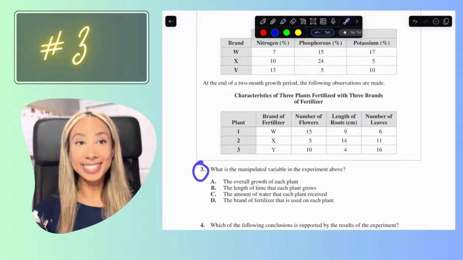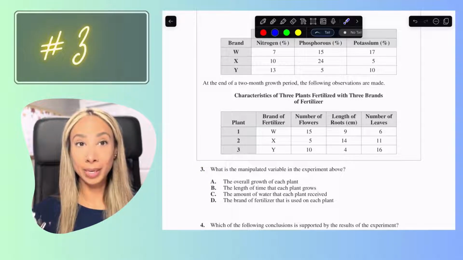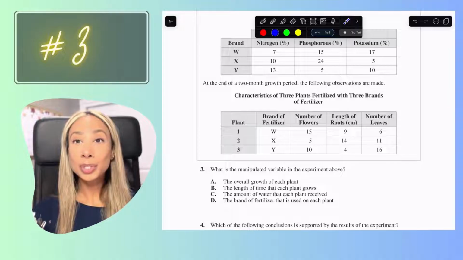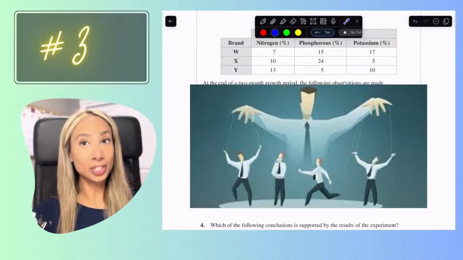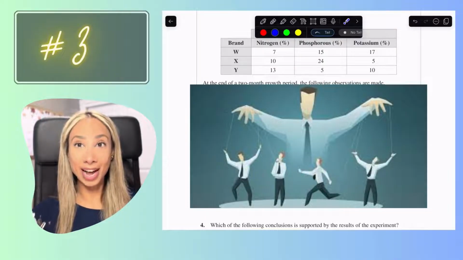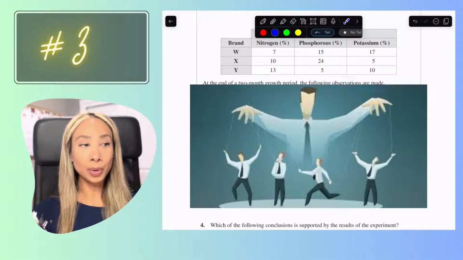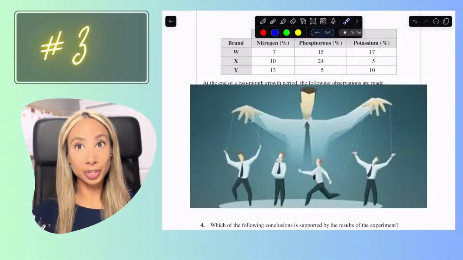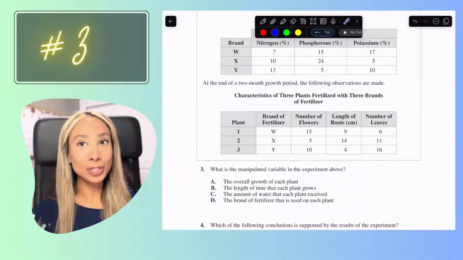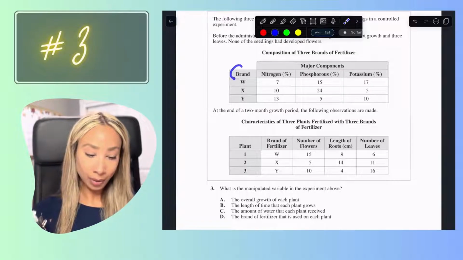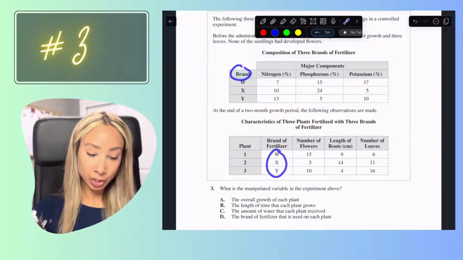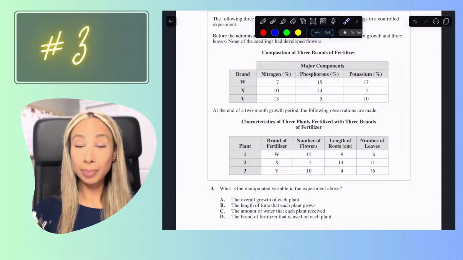Okay, number 3 wants us to know what is the manipulated variable in the experiment. So I've said this before, manipulated variable means what's the one thing we change in the experiment, right? And I've used that analogy where I say, in order for someone to be manipulated, you're trying to change the way they think. In this case, we're just trying to change the one thing in our experiment. So if we look at this overall, the only thing that we're really changing is the type of fertilizer.